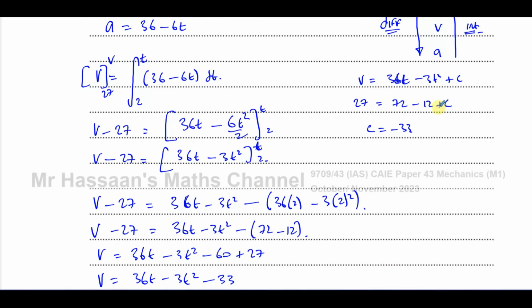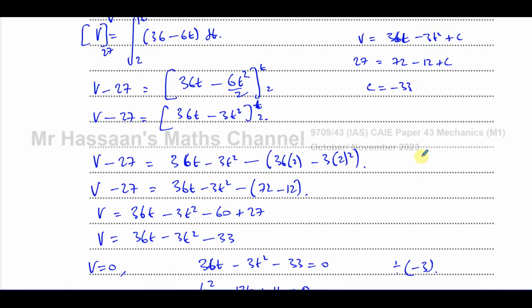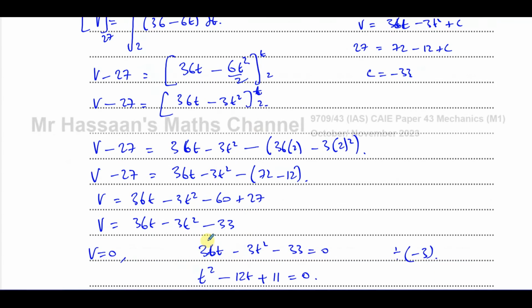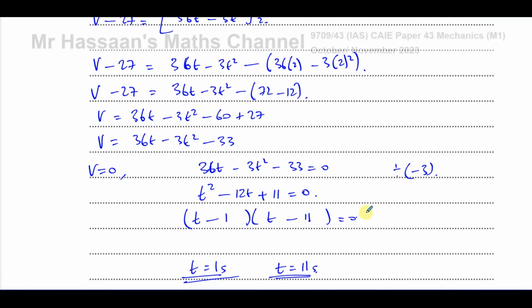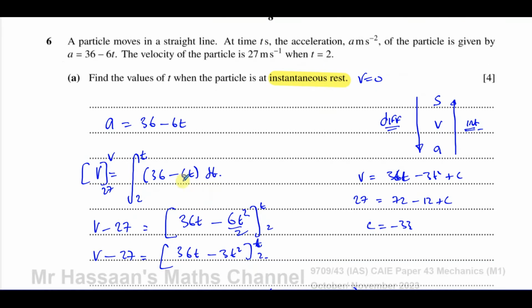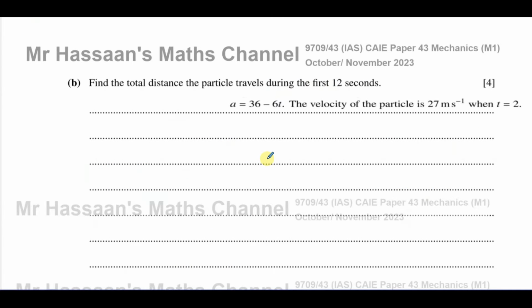In this case this might even look a bit easier, but I like to use this method. I don't have to write c at any point. It just automatically gives you the value of c at the end. So there's the answer to question number 6, part A. Those are the values of t when the particle is at instantaneous rest. Now for part B, it says find the distance the particle travels during the first 12 seconds.